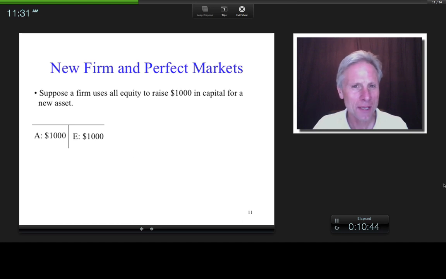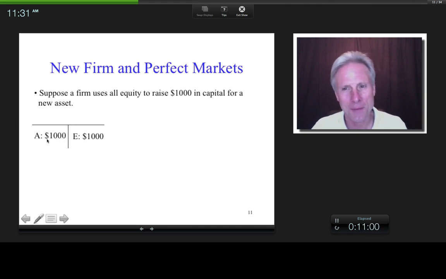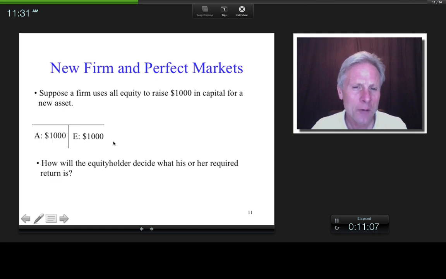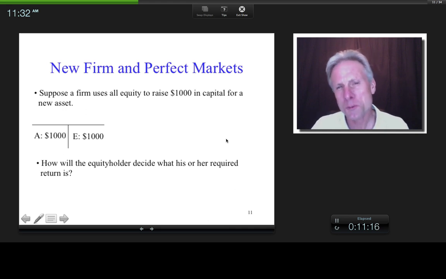So let us begin. Here we have a brand new firm. Maybe this is my lemonade stand or whatever. And so let's say this brand new firm decides to raise money through equity, and of course they spend it on, say, my lemonade stand or whatever. Okay. So here's my question. How will the equity holders decide what his or her required rate of return is? I mean, will the equity holders require any kind of return?